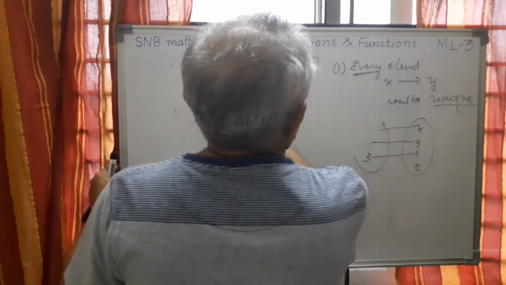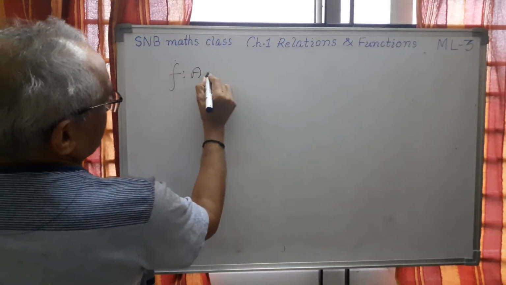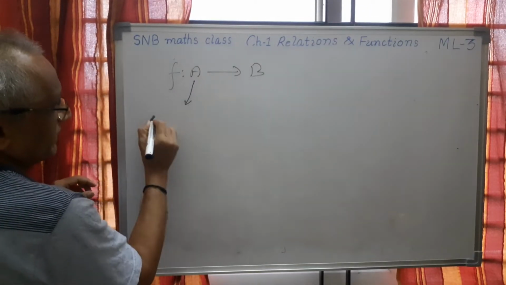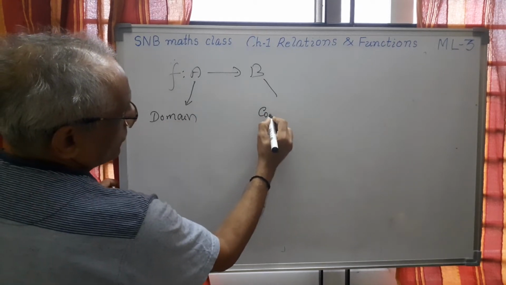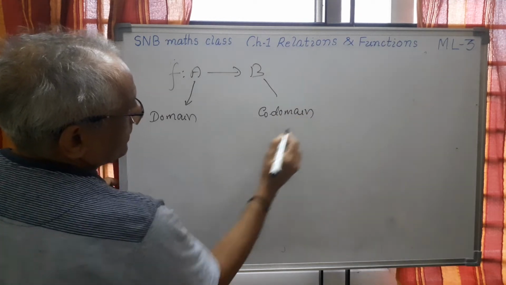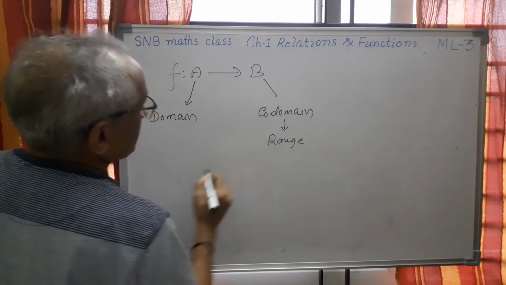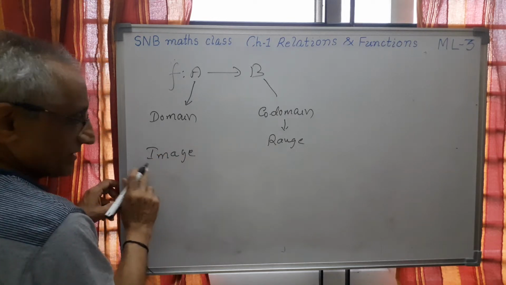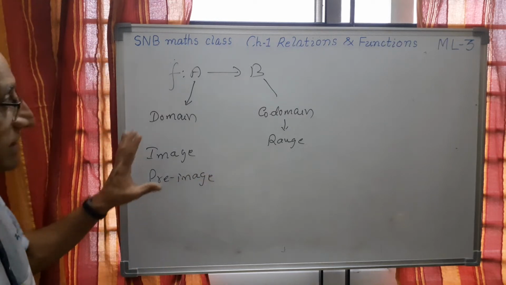Then we studied some of the terms last. We were using terms associated with functions. Let us first recollect. Suppose f is a function from A to B, then this is called domain. And this set is called codomain. And we also used one more concept called range. And then we also used one more concept, image. And another one is pre-image. These are the terms associated with function.